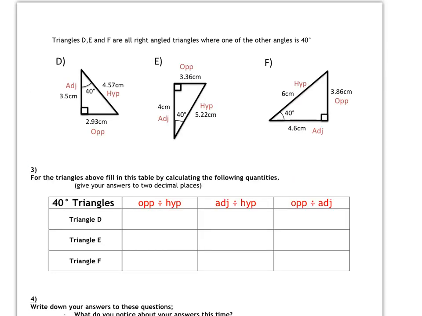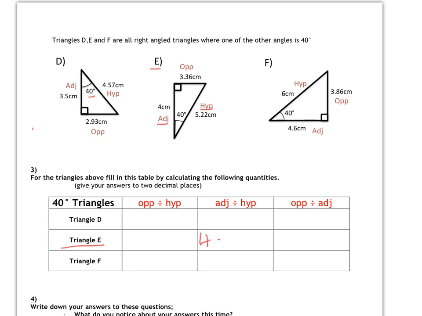Moving on to the second page, we've got a similar task here to task 1, but this time the angle is 40 degrees. So I'm going to work out this middle one here. So that's on triangle E. Well, that's triangle E here. And I have to do the adjacent divided by the hypotenuse.